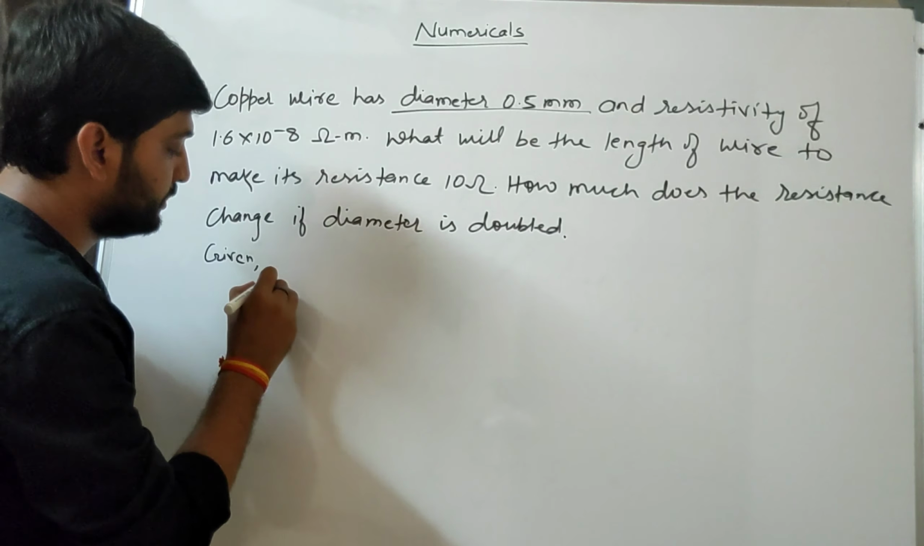Now this is diameter. We have to calculate area. What is area? Pi r square. So we need radius. Radius is nothing, diameter by 2. So area is nothing, pi r square. So pi is 22/7 into r, 0.0005 divided by 2. Diameter divided by 2 is r, whole square.